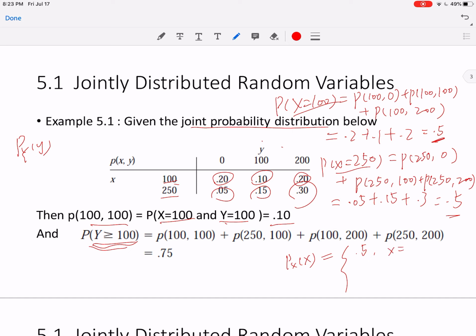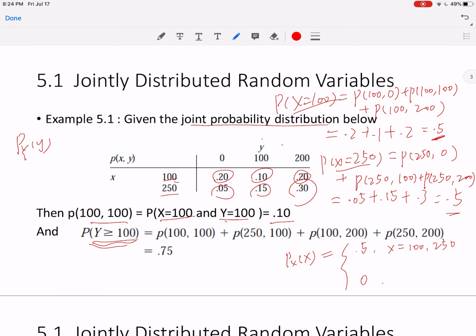When x is 100, the probability is 0.5. When x is 250, the probability is 0.5 as well. And then don't forget 0 otherwise. Don't forget that. This is very important, okay? All right, similarly, let me clean this for a quick.